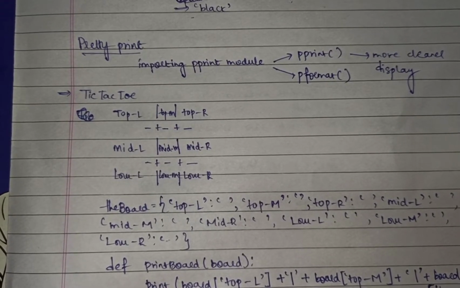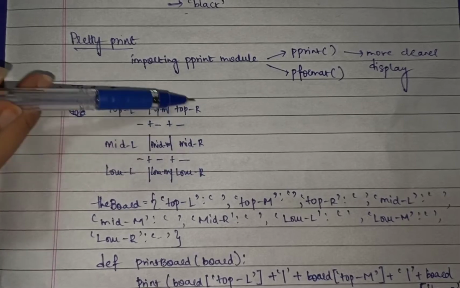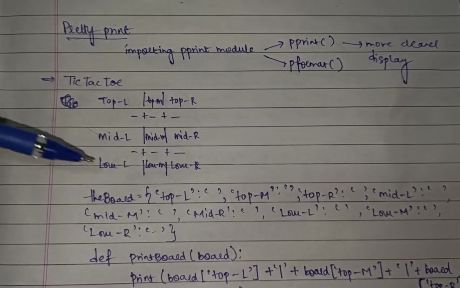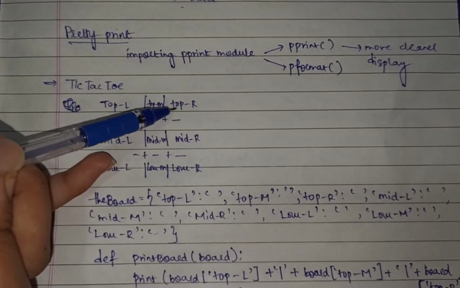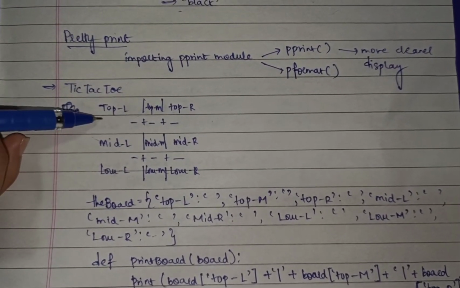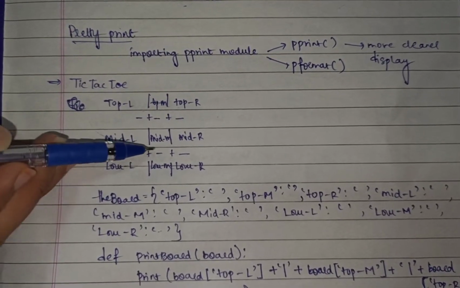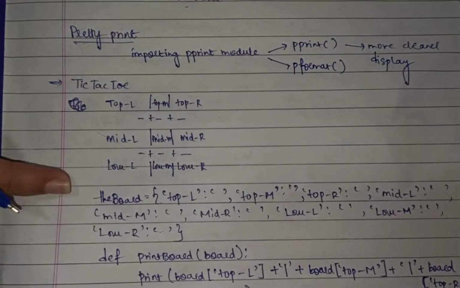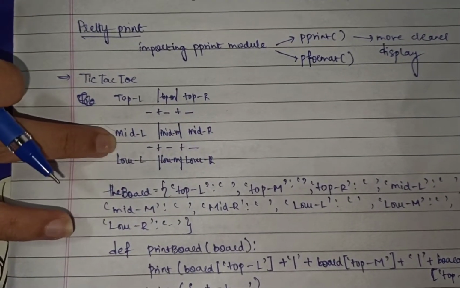Now coming to a tic-tac-toe program that is there in this chapter. This is the tic-tac-toe board representation, that is top L, top M, top R. Then you have the segregation between the rows. Then you have mid L, mid M, mid R. Then you have the segregation. Then you have low L, low M, low R. So this is the tic-tac-toe board which will be printed.